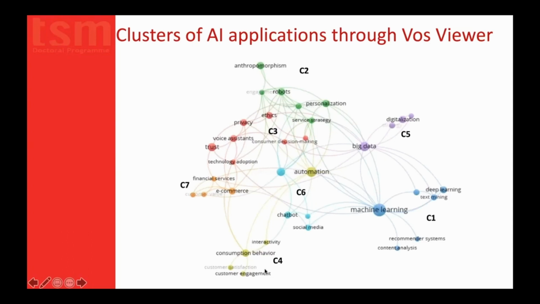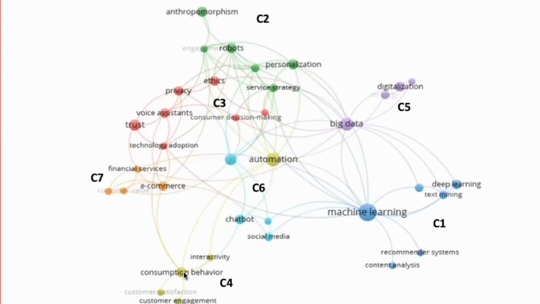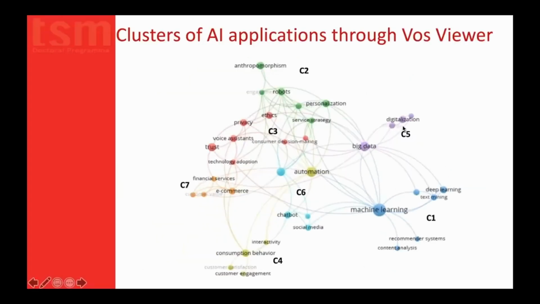The fourth cluster deals with consumer behavior and consumer psychology. It is about automation through AI, interactivity between customers and the firm, which is increased by AI, consumption behavior. Do consumers behave differently in front of an AI-based chatbot, for example, or a robot? Does AI increase customer satisfaction and subsequently customer engagement? These are all topics of cluster 4.